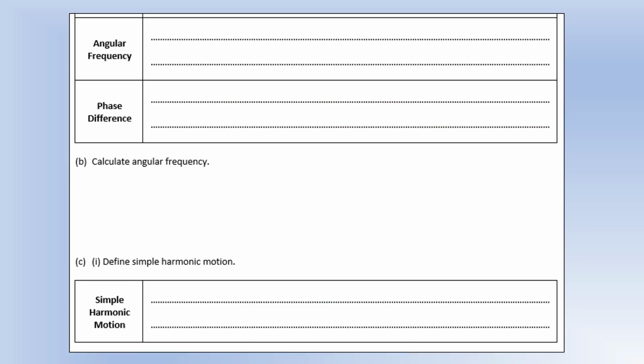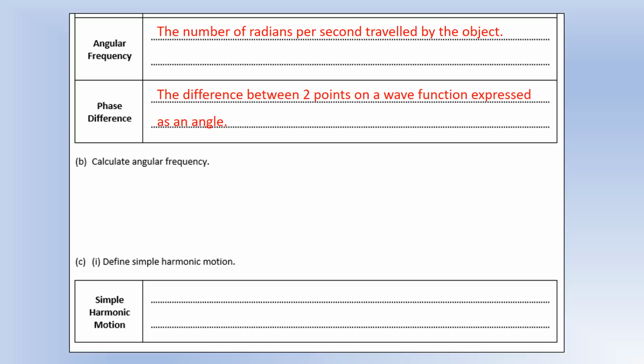Then moving on, angular frequency is the number of radians per second traveled by the object, and we get that by representing the motion using sine and cosine functions. And then if we want to start thinking about the phase difference between points in a cycle, if we've got 2 points on a wave function or 2 points in an oscillation, we can express the difference between those as an angle, or as a distance, or a velocity or whatever you like. So if we want to calculate angular frequency, we do it using these equations here.